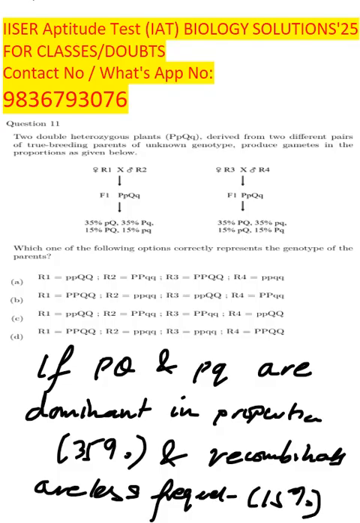So both crosses and gamete ratio perfectly match. Okay, so therefore my correct option is option A is the correct answer.